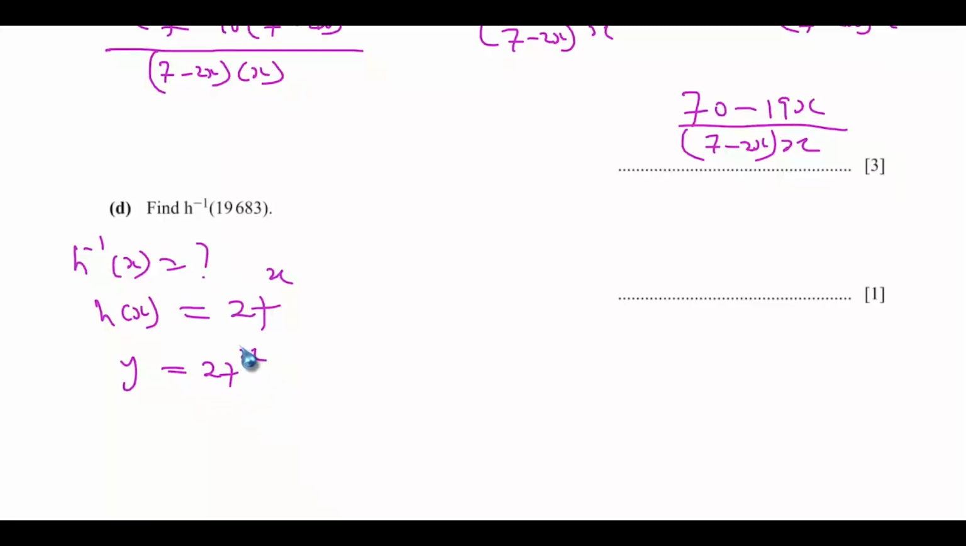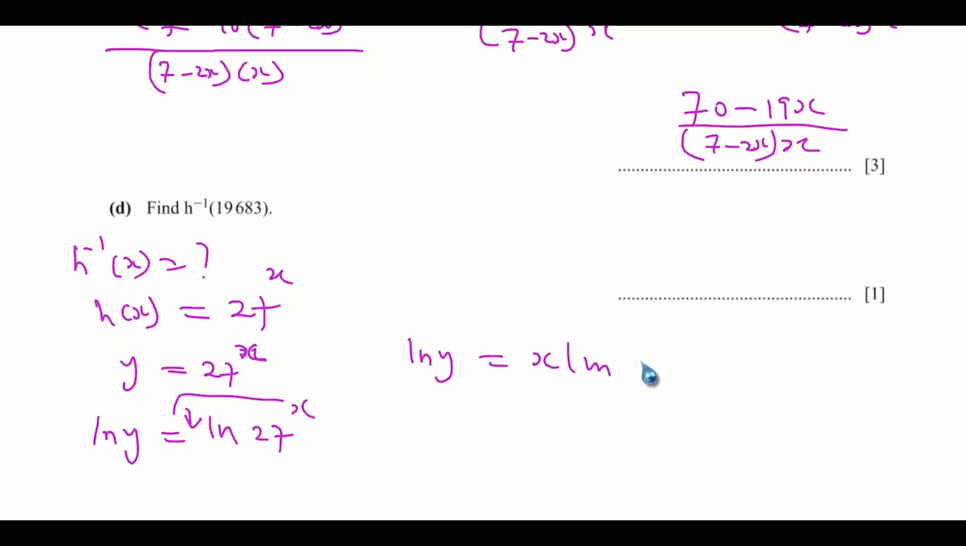So we need to make x the subject of the formula, but it's an exponent. So we need to take ln of both sides. So that will make x come down. So we have ln y equals ln 27 to the power of x. So now I can bring x down here. So that will be ln y equals x ln 27. So now I can divide both sides by ln 27. So I'll be left with x equals ln y over ln 27.